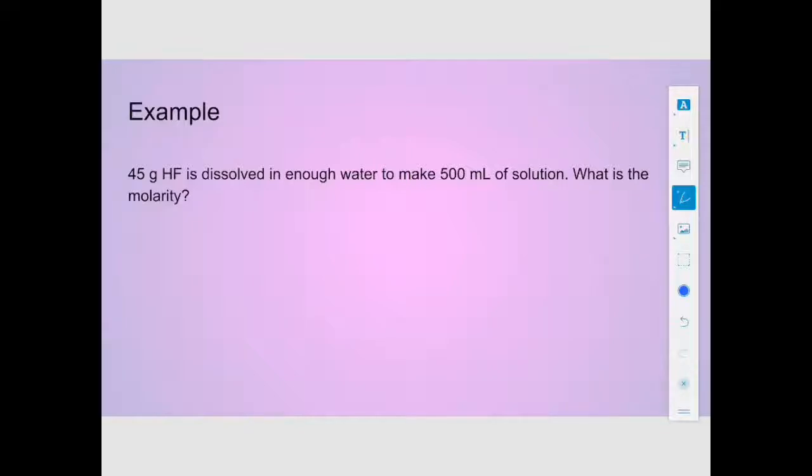Now, before we get going on this, I want to tell you that there are 3 steps to this type of problem where you're trying to find the molarity given the grams of substance. The first step, you're going to find the molar mass. The second step is to go from grams to moles. And then the third step is to use our formula.